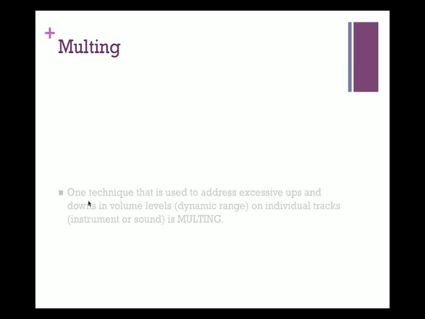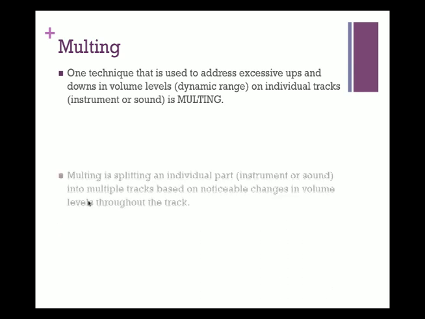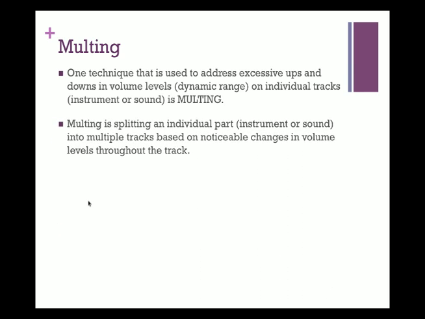So one of the keys, or one of the tools or techniques that's used to address excessive ups and downs in volume level on individual tracks, is multing. And multing is basically splitting an individual part, right? An individual track, into multiple tracks based on noticeable changes in volume levels throughout that track. And as an engineer, you have to make a choice as to what tools you're going to use to control dynamic range. And multing, again, is just one of those techniques.